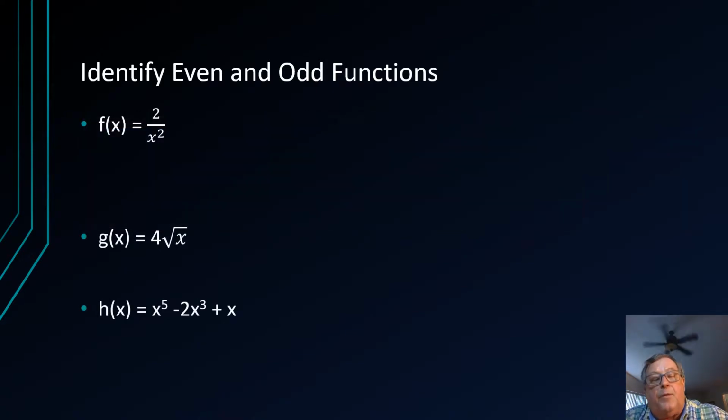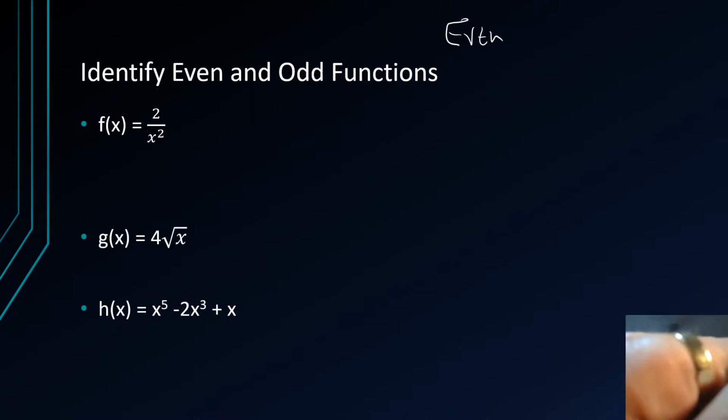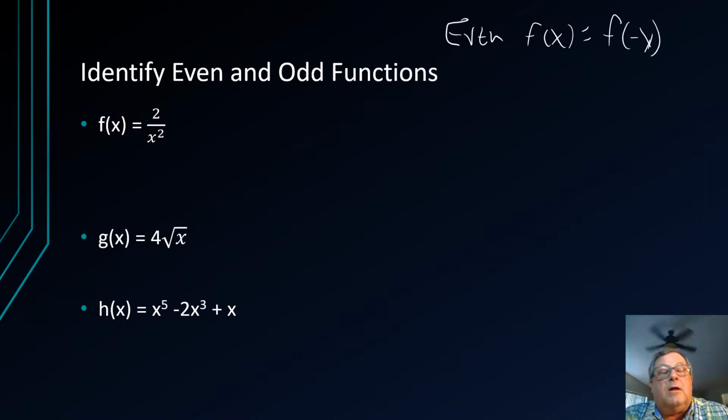So in our first example here, we've got f of x is equal to 2 divided by x squared. So now remember, if it is an even function, then f of x is equal to f of negative x. So let's test this first. Let's say then we're looking at the function of negative x. Is this going to equal 2 over x squared?